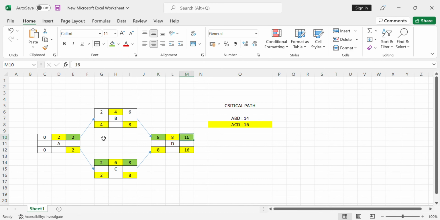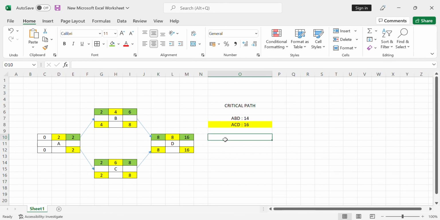Now solving ABD, put 2 directly here. 2 plus 4 is equal to 6. Now why are we not writing 6 here, and why have we written 8? Because the critical path is ACD, so we have put the highest value in activity D. This is the way to find out the network.